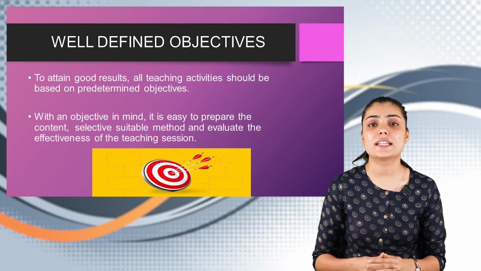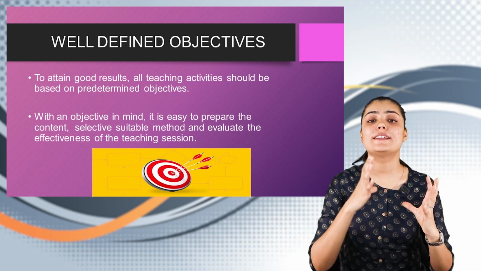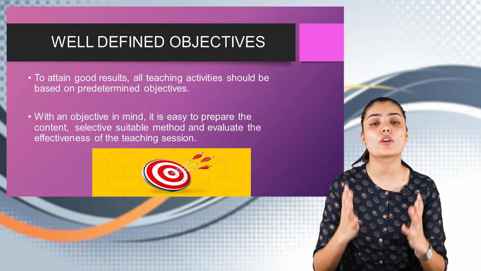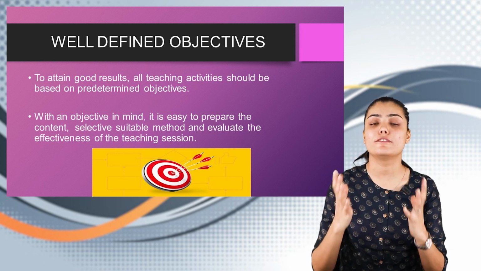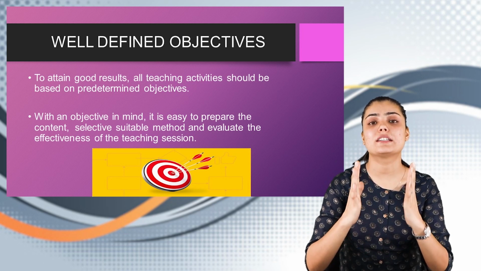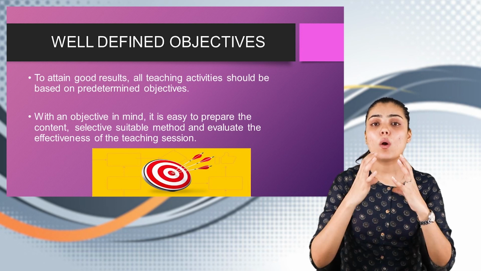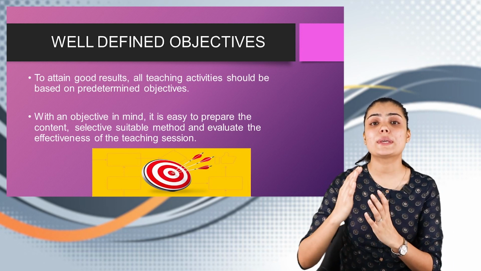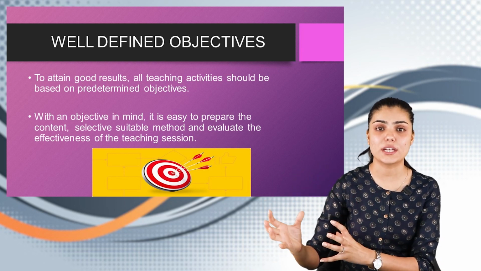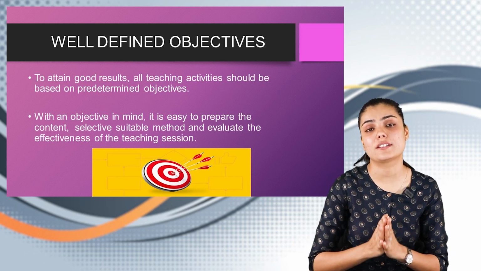The fourth principle is well-defined objective. Now we know what is an objective. A well-defined objective or a predetermined objective is a set of goals or a set of objectives given to fulfill. All right. You work towards attaining that predetermined goal or predetermined objective, right? Now to attain good results in teaching, all the teaching process must be carried out towards achieving a predetermined goal or predetermined objective, which means for the teaching process to be carried out, you need to have an objective in mind.